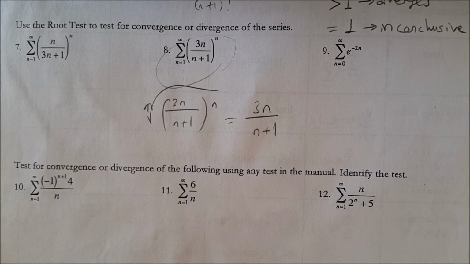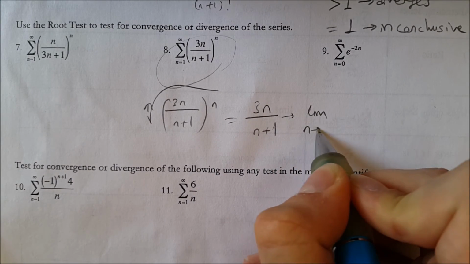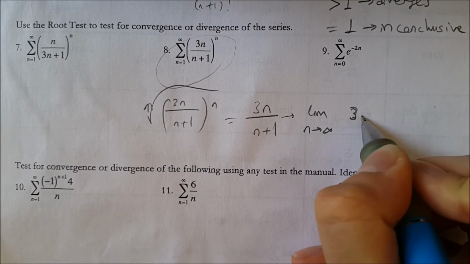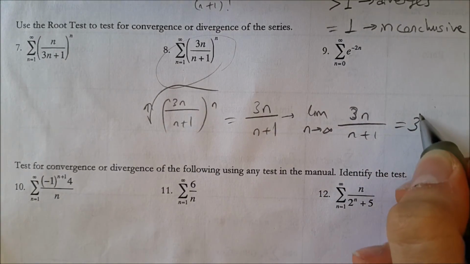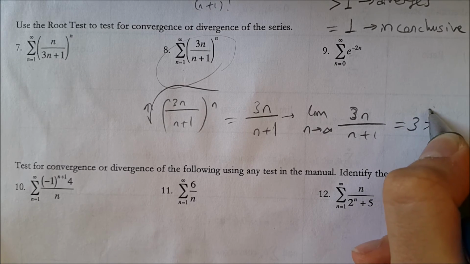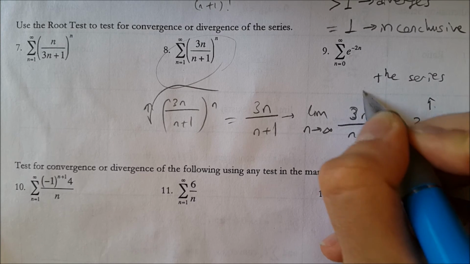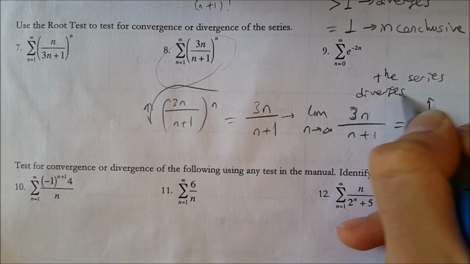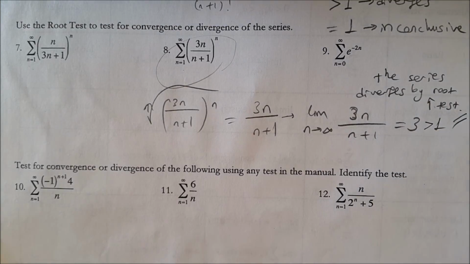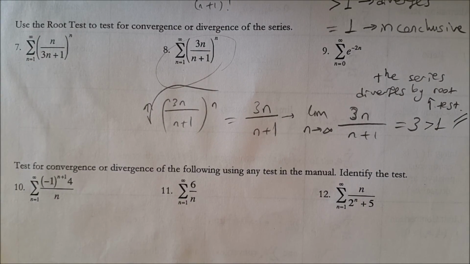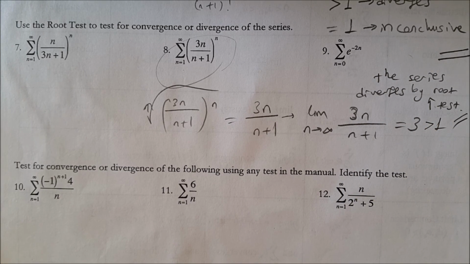So this function's limit as n approaches infinity is 3. Since 3 is bigger than 1, the series diverges by root test. If it was equal to 1, then again it would be inconclusive, just like it was in the ratio test.